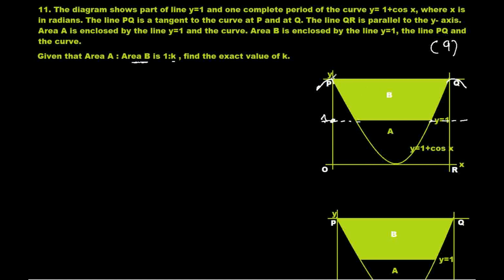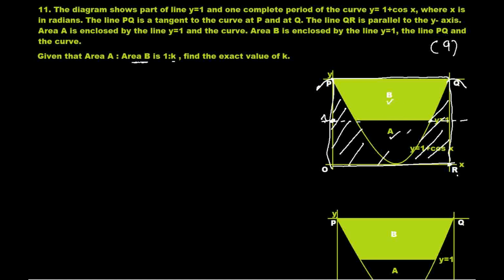First step, I will find the area of this big rectangle, right? Then I will find the area under the curve from 0 till the end of this curve, till R. So this black colored area, if I remove it from the whole rectangle, I will get area A plus B, their sum, right? That's the plan. So I will find this area first.